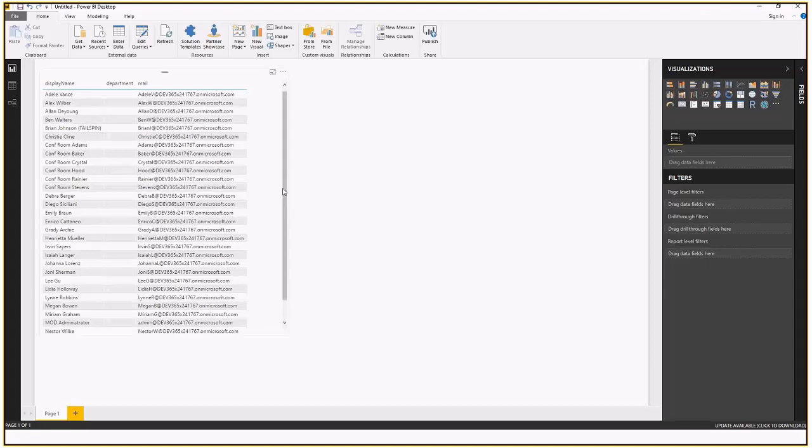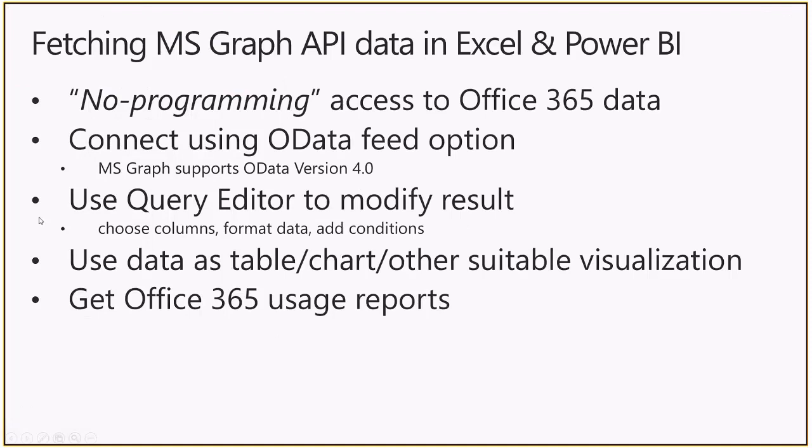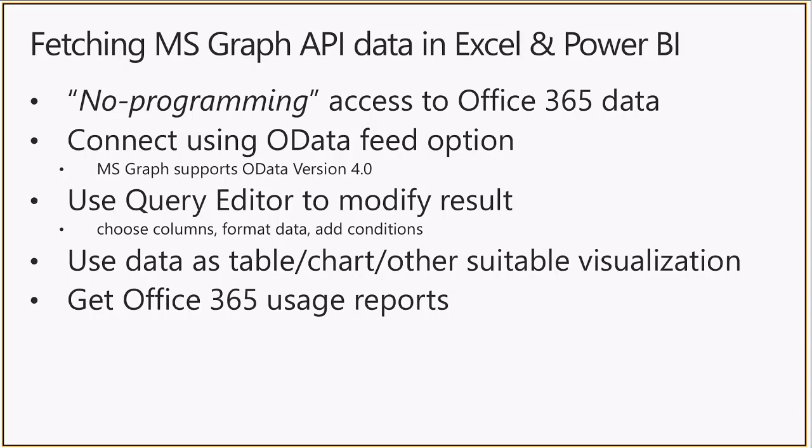Let's say you have made some visualization. This is a very simple case I have shown you. But let's say you have given some visualization or some pie chart or something, and then you can use the publish. When you click on publish, you require another account with Power BI, and you can share it with the users. So this is a very simple case of how you can fetch the data of Office 365 using Microsoft Graph API in Excel and Power BI. That's the demo I have shown you.